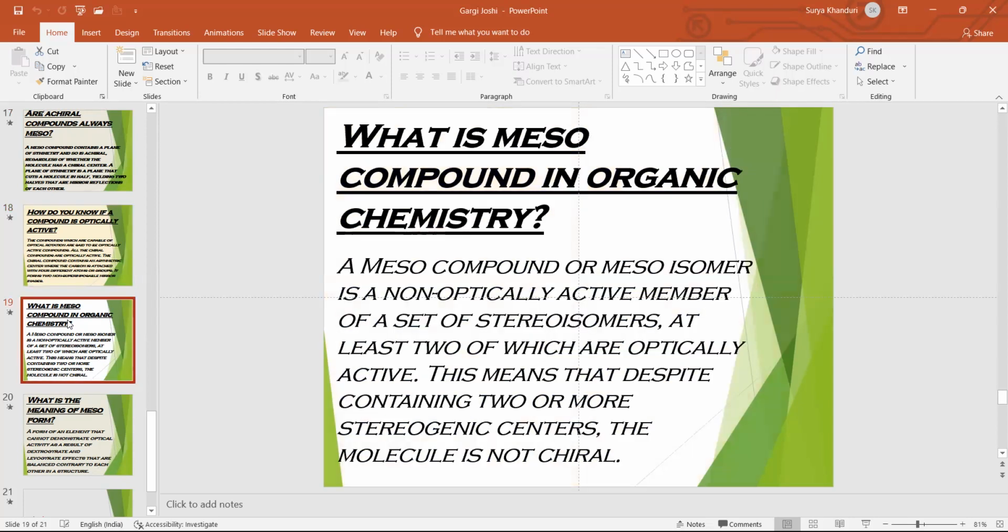What is a meso compound in organic chemistry? A meso compound or meso isomer is a non-optically active member of a set of stereoisomers, at least two of which are optically active. This means that despite containing two or more stereogenic centers, the molecule is not chiral.